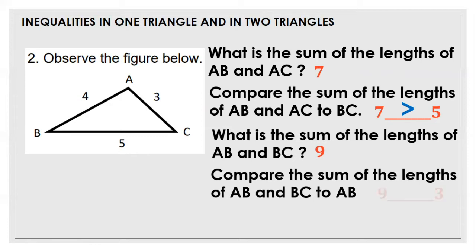Okay. So we have AC. This is AC. Compare the sum of the lengths of AB and BC to AC. So we have 9 is blank than 3. Is it less than or greater than? 9 is greater than 3.